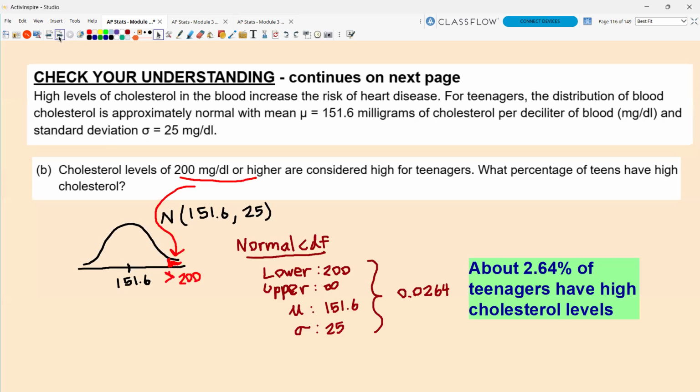And here we go. So we're shading above in this case. So we're going to have our lower bound be 200. Our upper bound is going to be infinity. So notice that our upper is infinity because it's going to the right. Mu and sigma are going to be the same. And you get a small number, and that's about 2.64% of teenagers with high cholesterol levels.